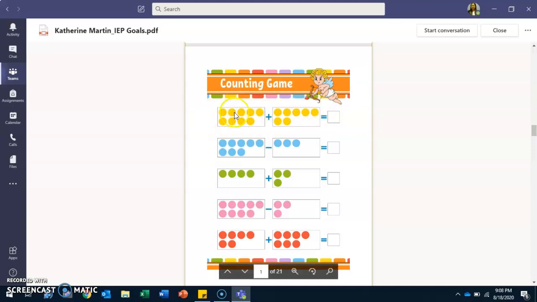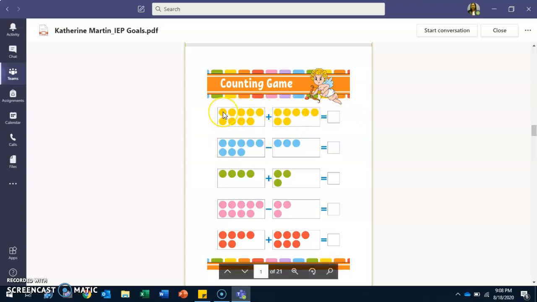Now we are going to say the whole problem together. Looking at your paper, the numbers that you wrote, we are going to say them out loud. For this first box, how many yellow dots? 9. What's the symbol? Plus. How many yellow dots? 7. What is the symbol? Equals. All together. And then write your answer. How many do we have all together?